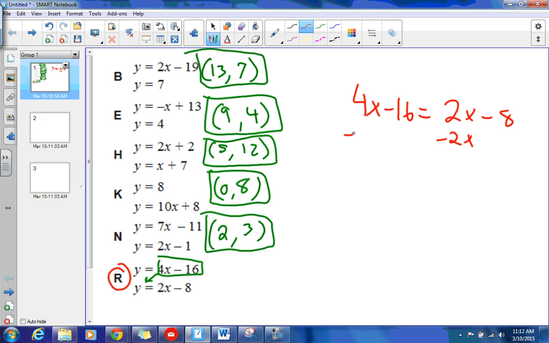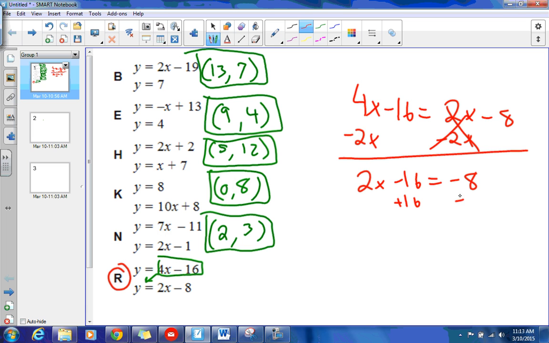To solve for x, we're going to subtract 2x from both sides. Get rid of the x from one side, and we have 2x minus 16 equals negative 8, because that subtraction turns into a negative there. Add 16 to both sides. You have 2x over here equals negative 8 plus 16 will get you to positive 8. And then divide by 2 to get x equals 4.